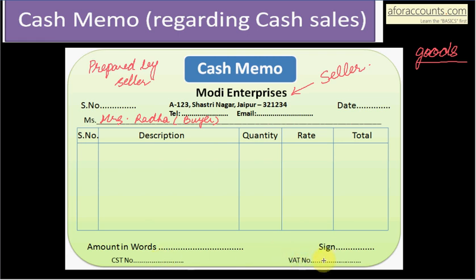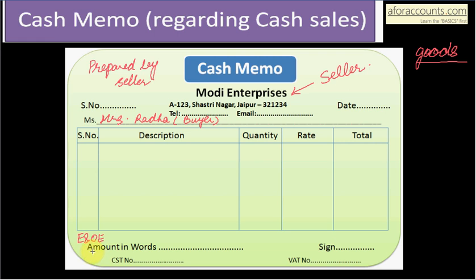Now this number is different for different states. That is, the VAT number for Maharashtra state if you are trading in Maharashtra, for Rajasthan state if you are trading in Rajasthan. So this is state wise, okay. And what is sold, its quantity, rate and amount is given. Generally one more thing is written here, E and OE. E and OE means errors and omissions exempted, okay.